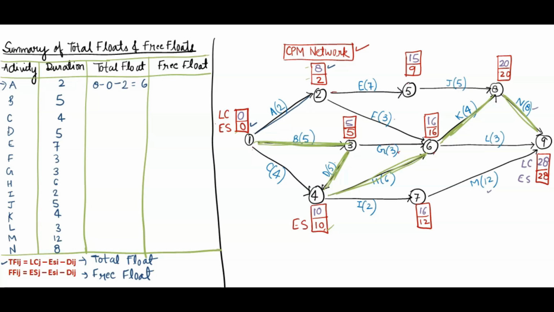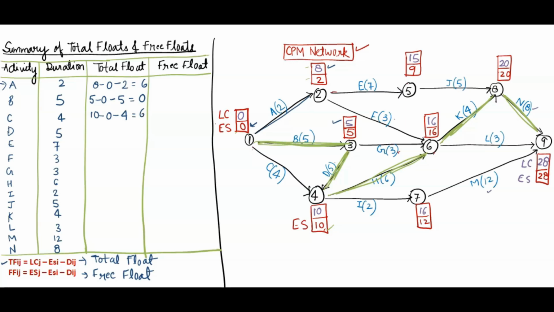Fine. Now B also I'll explain the same way. For B activity it is from node 1 to 3. So node 3 LC is 5 and node 1 ES is 0. 5 minus 0 minus the duration of B activity, which is 5. So here we will get 0. Like this we'll find out for each and every activity. For C activity also, LC of ending minus ES of starting. So 10 minus 0 minus duration 4. So here we will get 6.